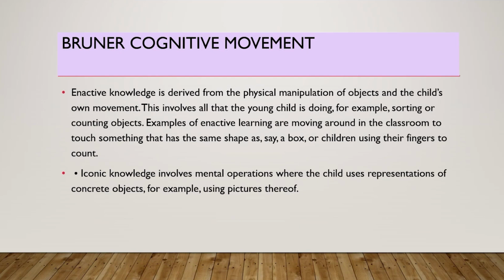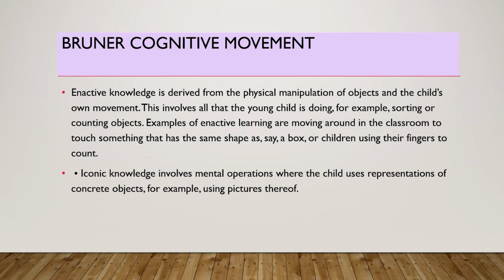He spoke about different stages, which is the enactive knowledge. Enactive knowledge comes from physical manipulation of objects and children's own movement. This involves all that the young child is doing, for example, sorting and counting of objects. And when they do this, they say that this is the shape and I'm putting it into this box. So children use their fingers to count and things like this. It's something that they're actively doing.